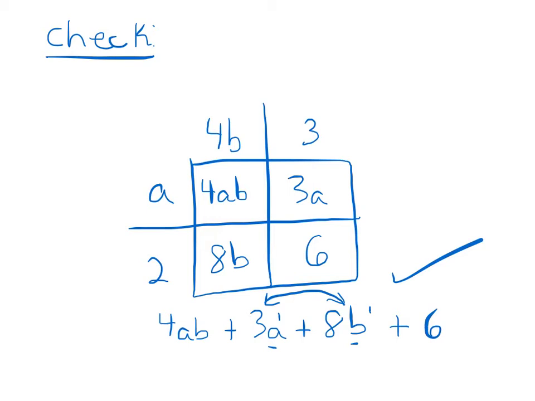Now, what would happen if you check your answer and you find out it doesn't check out to be the same thing that I started with? Then clearly you factored it wrong, and you'd have to go back, check your work, and try refactoring it. Okay, let's do a few more examples. So example 2.